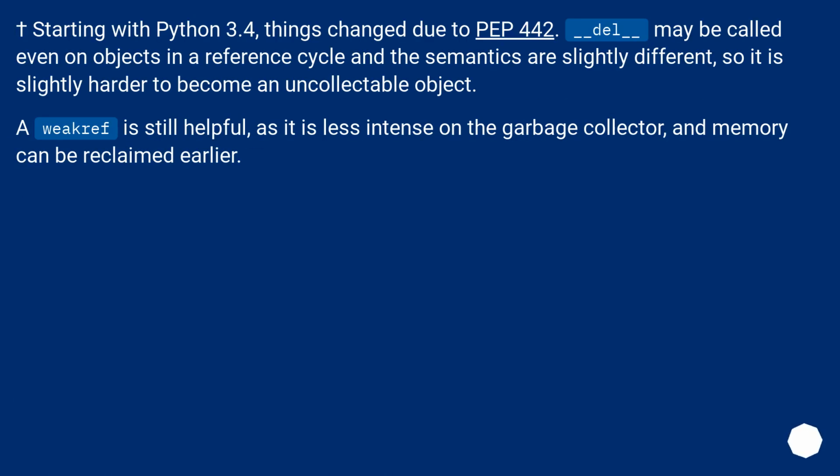Starting with Python 3.4, things changed due to PEP 442. __del__ may be called even on objects in a reference cycle, and the semantics are slightly different, so it is slightly harder to become an uncollectible object. A weakref is still helpful, as it is less intense on the garbage collector, and memory can be reclaimed earlier.